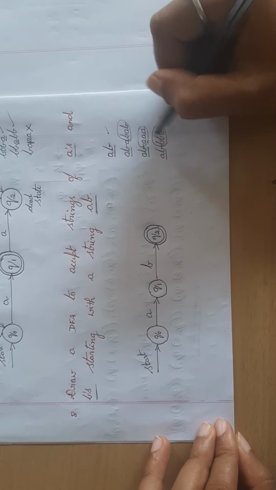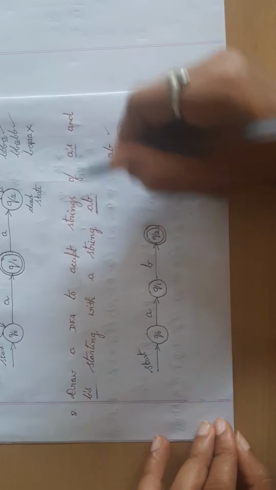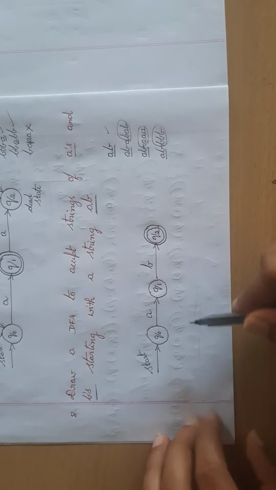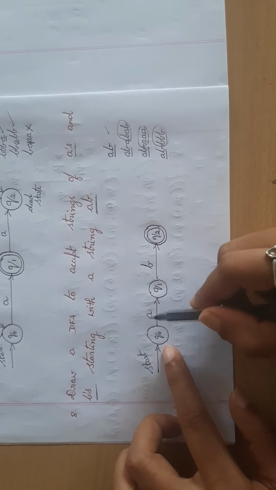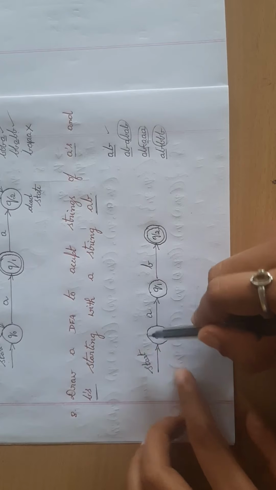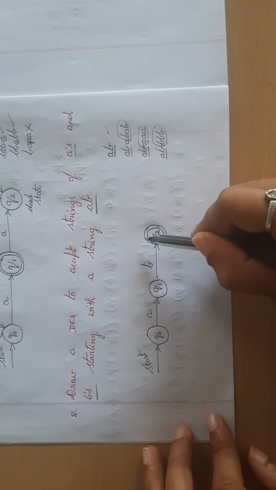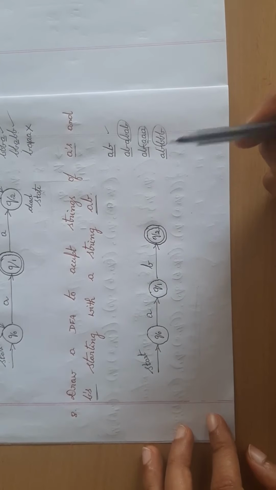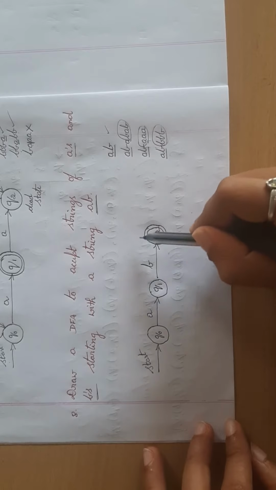Now we shall check with other possibilities. So from Q0, here it accepts A's and then B's. So from Q0 I am done with A. Now what about B? So B, I can loop B here. I can take B to Q1. I can take B to Q2. I have different possibilities. I can loop it here. I can take it to Q1 or I can take it to Q2.